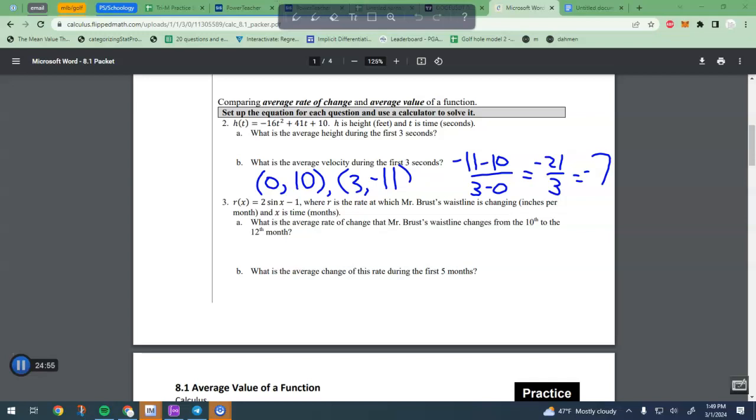What would the label be on that? Feet per second, right? We're in feet and seconds, and at the velocity level, it would be feet per second. Questions on feet? Yeah.